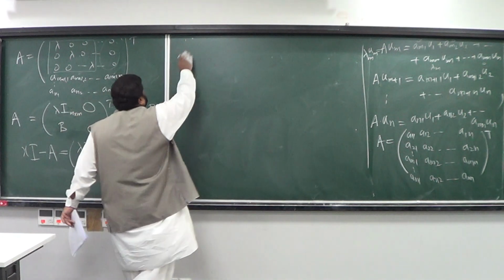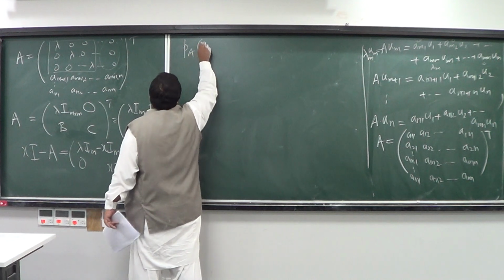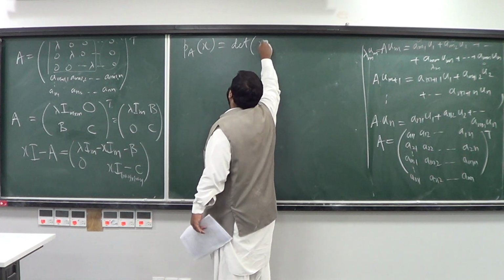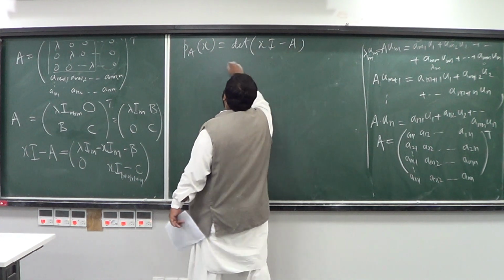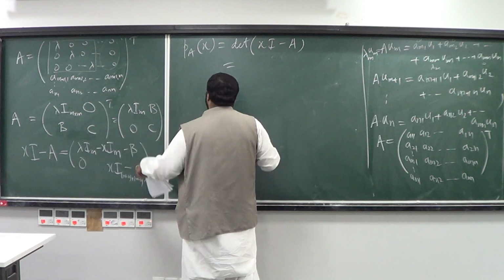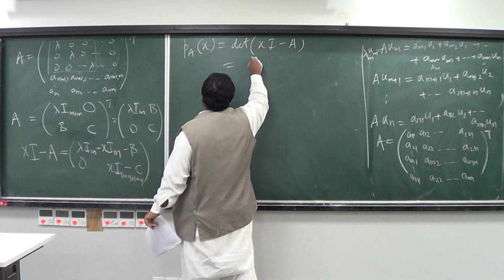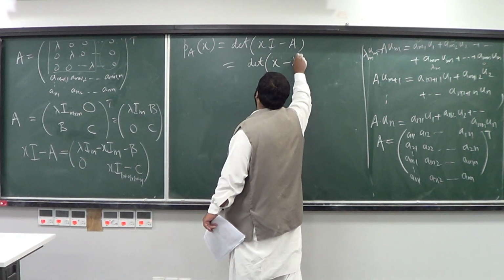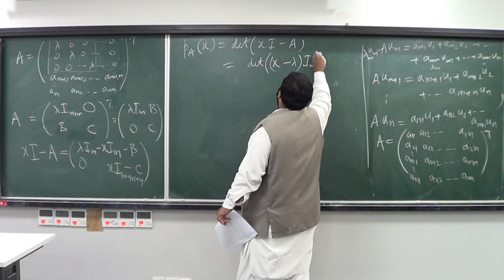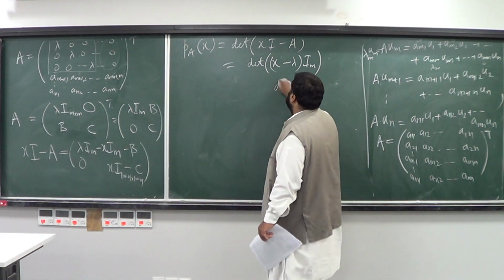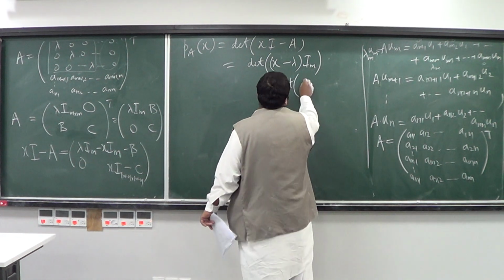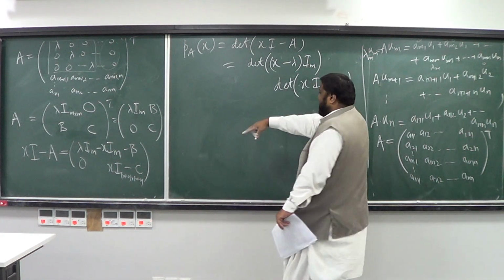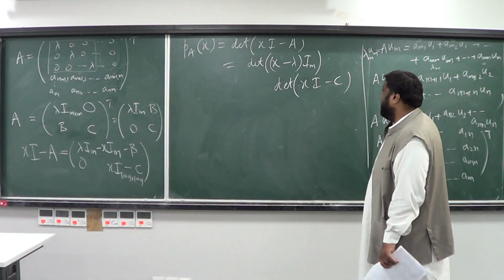So what would now be the characteristic polynomial of matrix A? It's going to be the determinant of xI minus A, which is simply the product of these two. In other words, the determinant of (x minus lambda) times Im, multiplied by the determinant of xI minus C, where I has the order that is mentioned there.